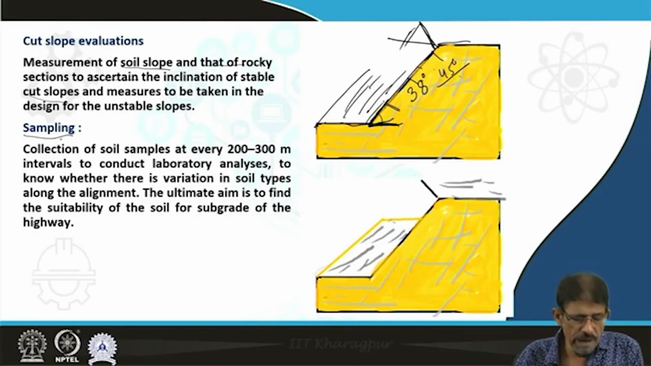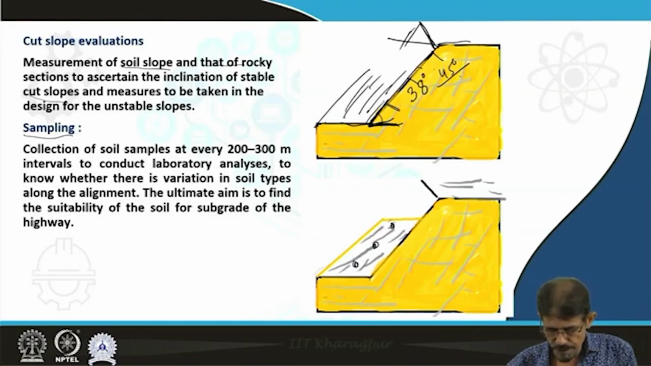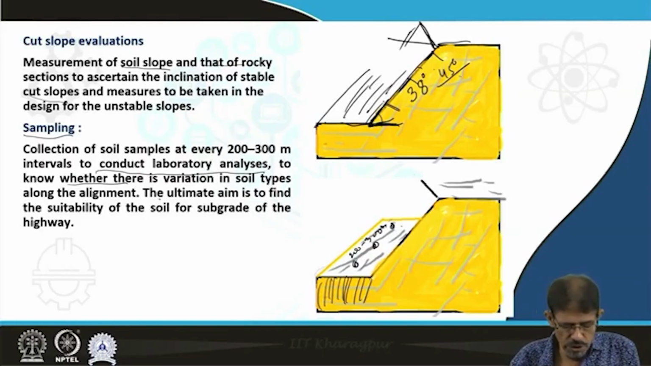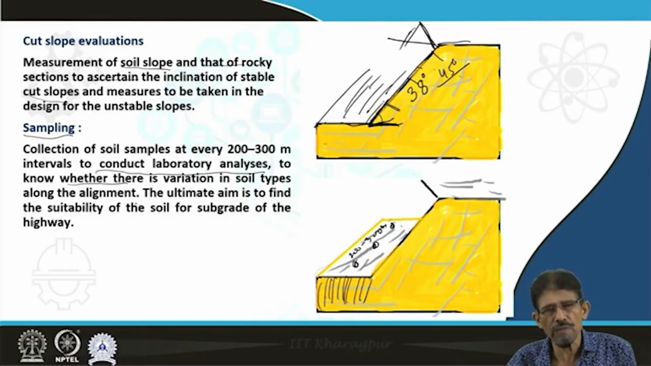Then an important thing is sampling for the laboratory test. For the sampling, we are going to collect soil samples, particularly in an earth road, at every 200 to 300 meter intervals to conduct laboratory analysis to know whether the subgrade is able to bear the dead and live load of traffic or not. In this way, we are going to see the ultimate bearing strength of soil along with some index engineering properties of soils, to assess the behavior of the subgrade in the presence of water in the dry season with respect to change in loading condition due to movement of vehicles, etc.